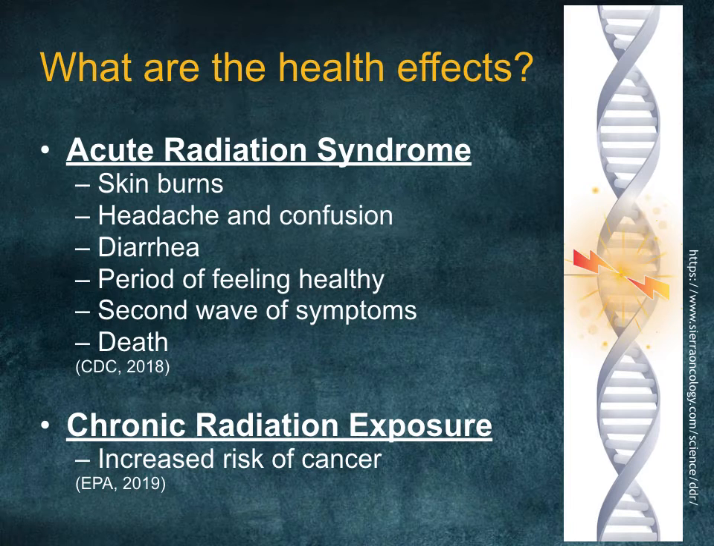There is an intermediate stage of the syndrome in which the person will suddenly feel healthy, but this stage is quickly followed by a second wave of worsening symptoms. People can recover from acute radiation syndrome after several weeks to years, but many people will die within months of exposure. Furthermore, if someone is exposed to ionizing radiation over a long period of time, they are at risk of developing cancers, and there are no specific cancers that ionizing radiation is associated with.